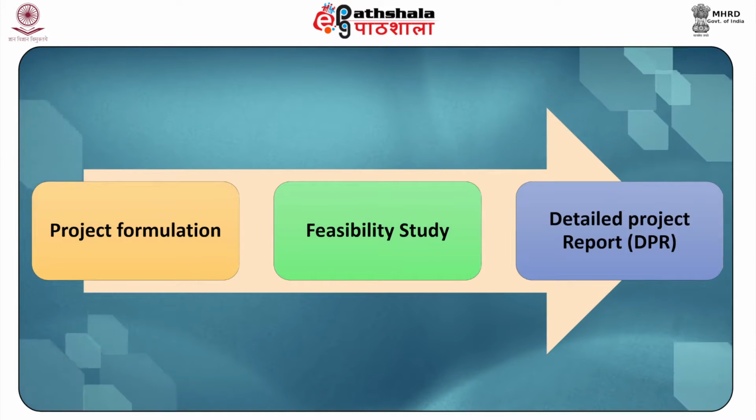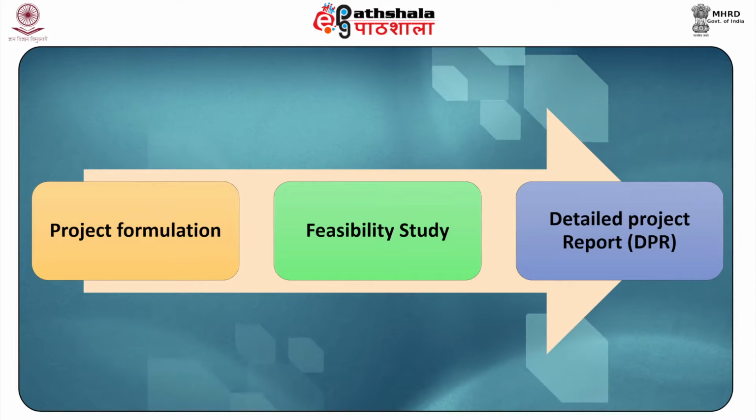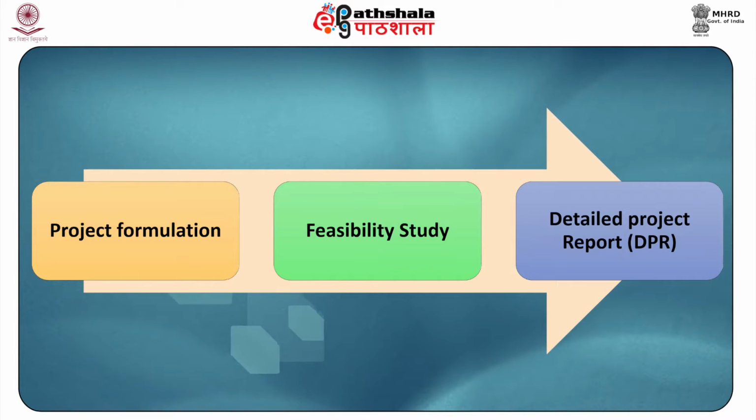Now coming to the steps in appraisal process adopted by Planning Commission. The project appraisal passes through following three stages. Number 1, project formulation. Number 2, feasibility study. And number 3, detailed project report. The investment proposal in the first two stages are handled by Public Investment Board in order to arrive at a decision. The examination and clearance of detailed project report are referred by financial advisors in consultation with concerned administrative ministries.